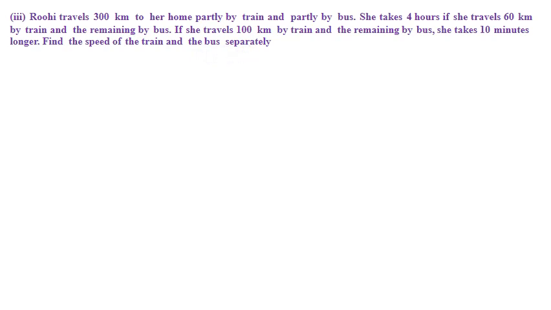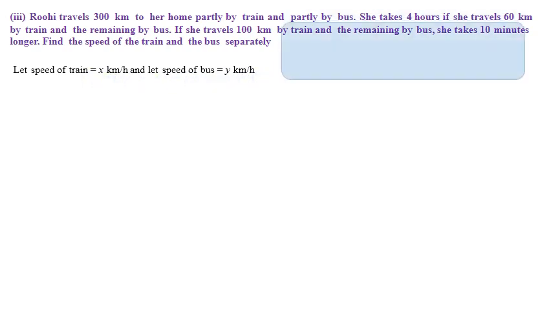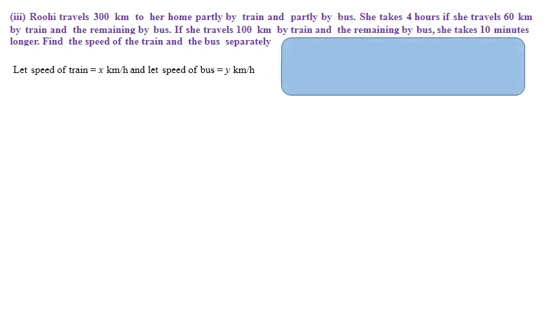In this question, when you go through the wordings, it is a little bit confusing. So we shall represent it in a diagrammatic format, and from the diagram we shall try to write the equations and solve to find the speed of the train and the speed of the bus. So let us take the speed of the train as x km per hour and the speed of the bus as y km per hour.